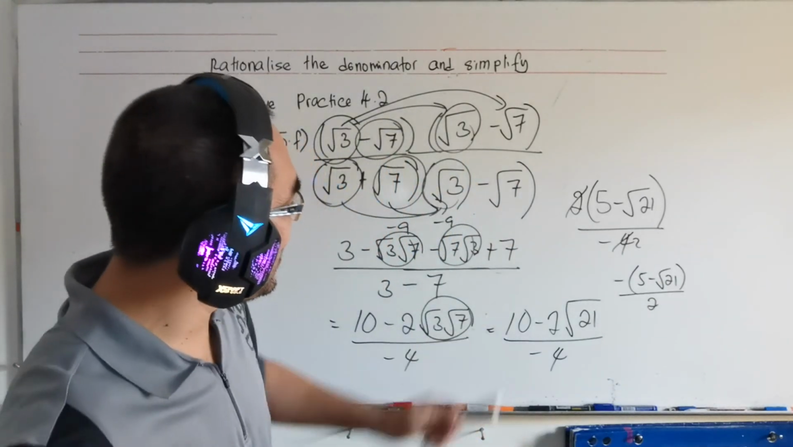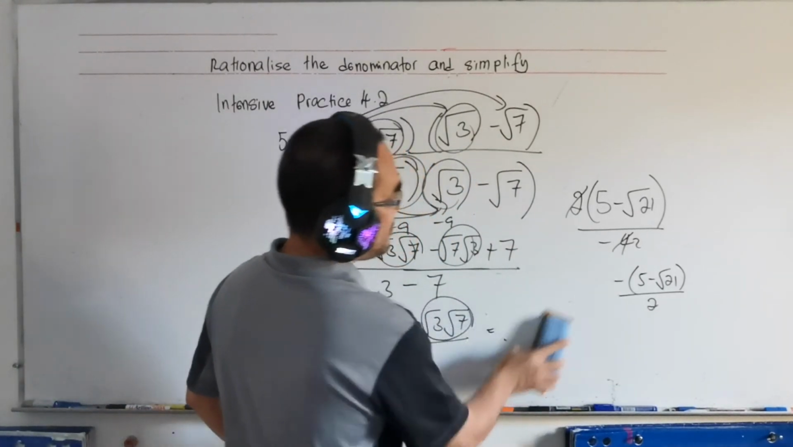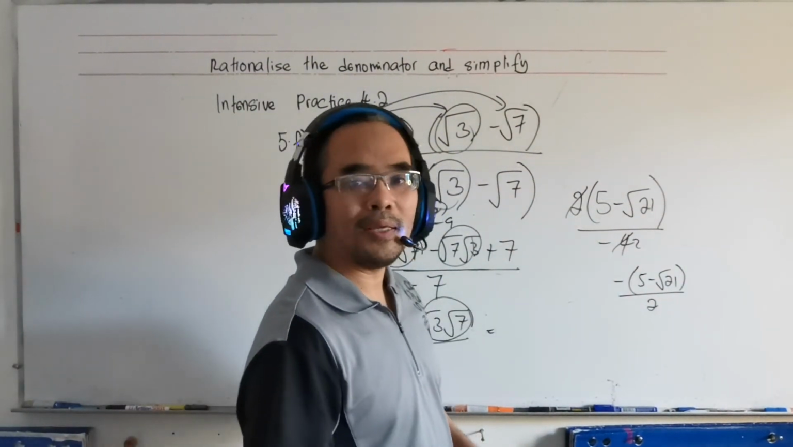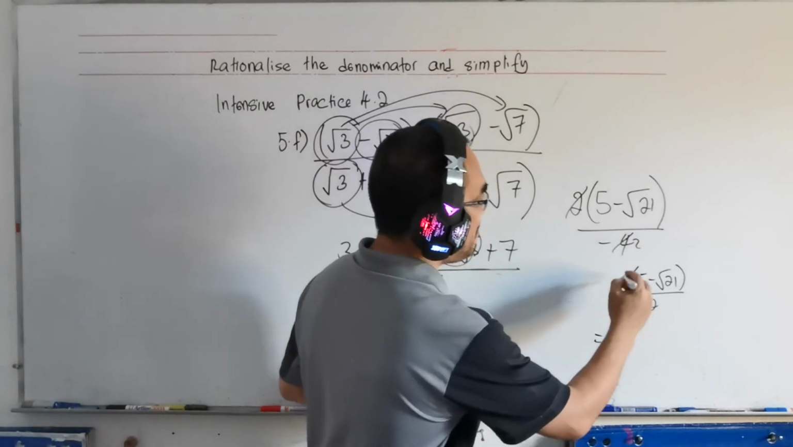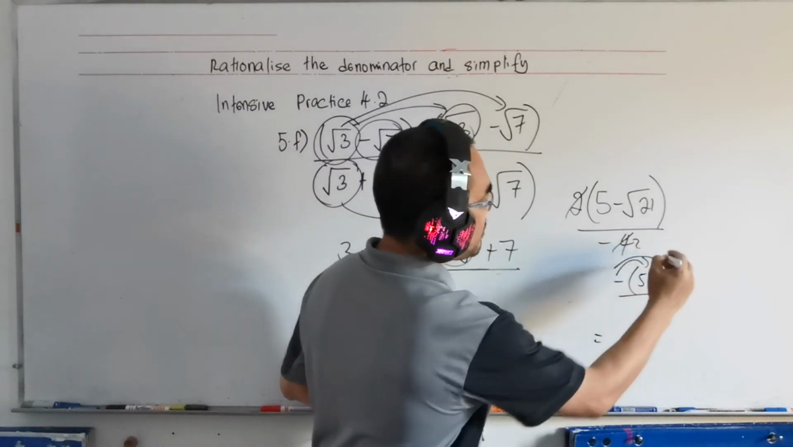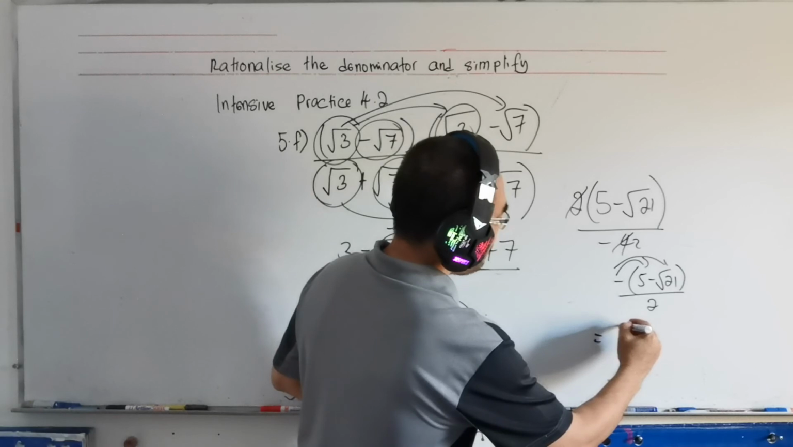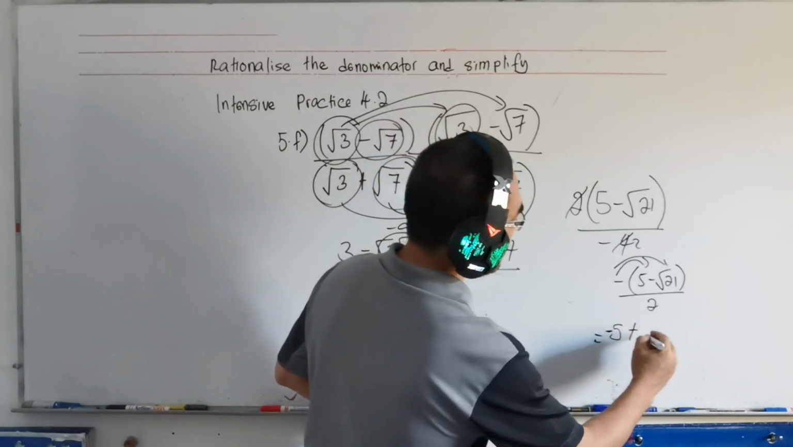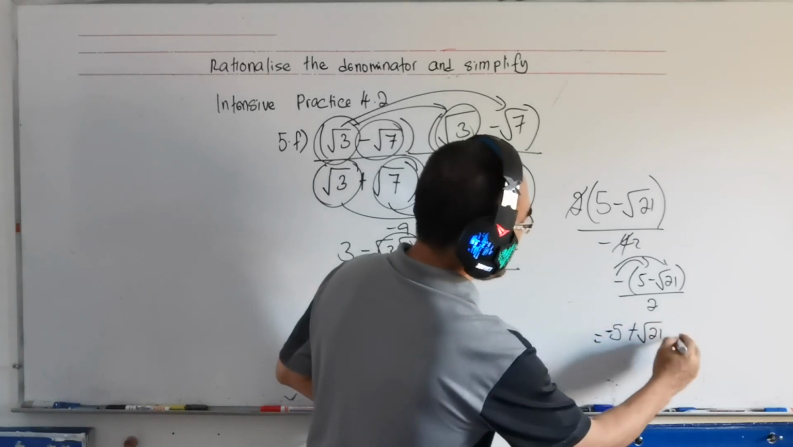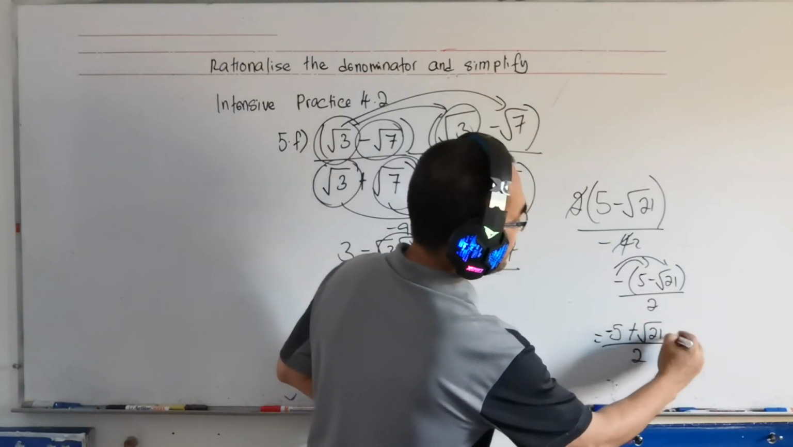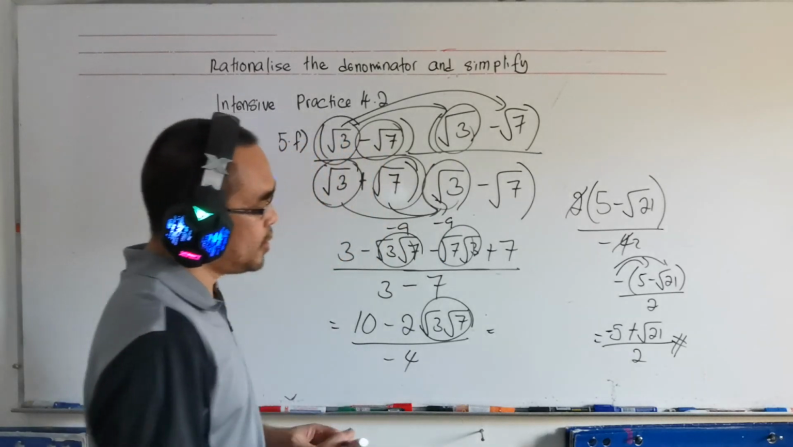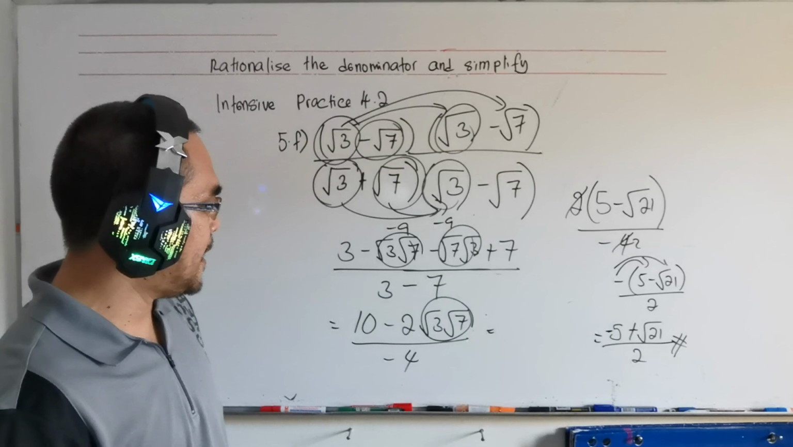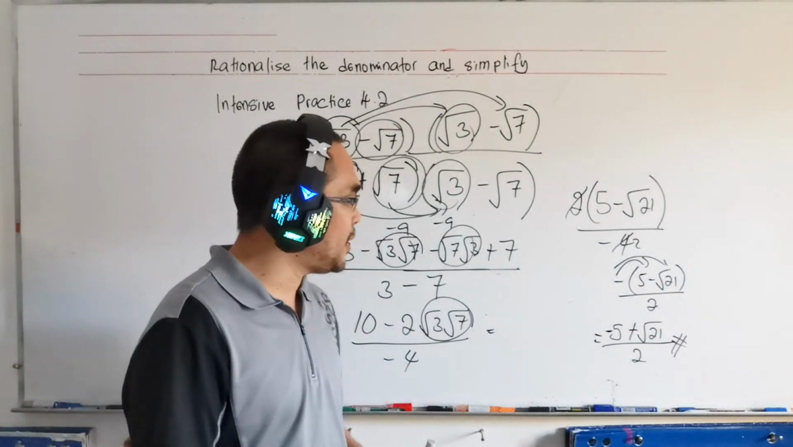Still, we do not leave it like that. If inside the bracket one is positive and one is negative, we just multiply negative times both of them, so it becomes negative 5 plus square root of 21 over 2. Okay, so I think that is the simplest way that is possible for you to do it. Okay.